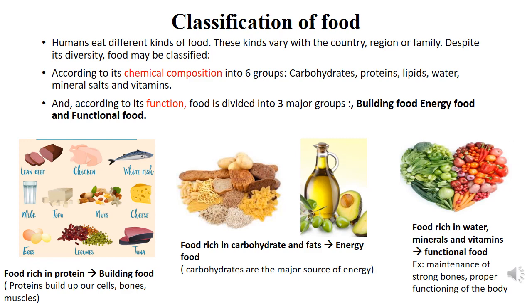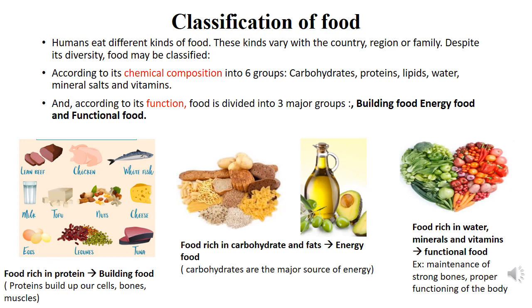What is building food? Look at the pictures below, please. The first picture shows food rich in proteins, like milk, chicken, eggs, fish. We call proteins building food because proteins build up our cells, our bones, our muscles. This is the first group.